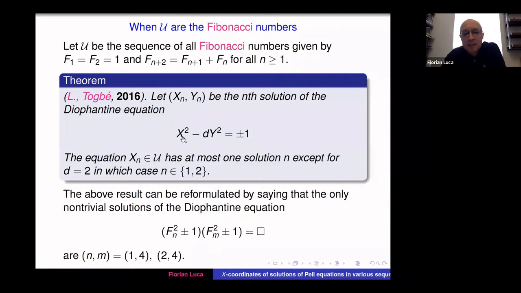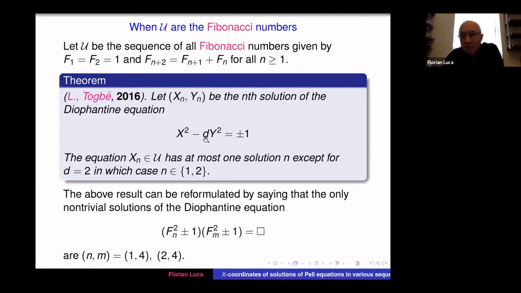So for example, the value 1 appears twice. And the value 1 participates in this equation when d is equal to 2, because you have 1 squared minus 2 times 1 squared is equal to negative 1. So that is a valid solution. And also, if you go to the third one, for example, 3 squared minus 2 times 2 squared is equal to plus 1, and 3 is a member of the Fibonacci sequence. It's the fourth one. So for d equal to 2, there are some examples, but other than that, there's no example.